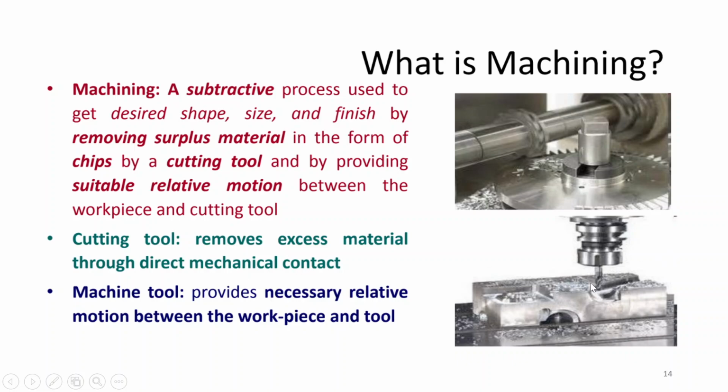So for example, this drill bit, or in case of lathe machine, the cutting tool, that will be the cutting tool that you are using. Machine tool will be the one that is holding this cutting tool, and it provides the necessary relative motion between the workpiece and the tool.